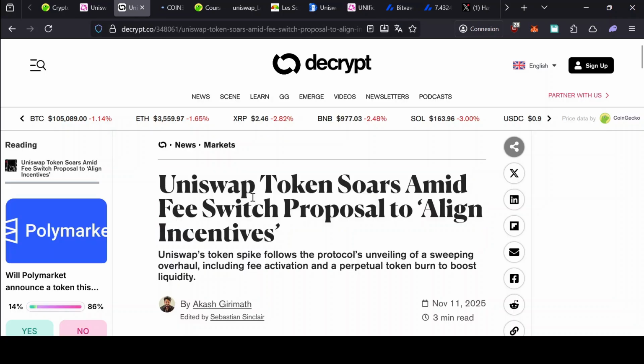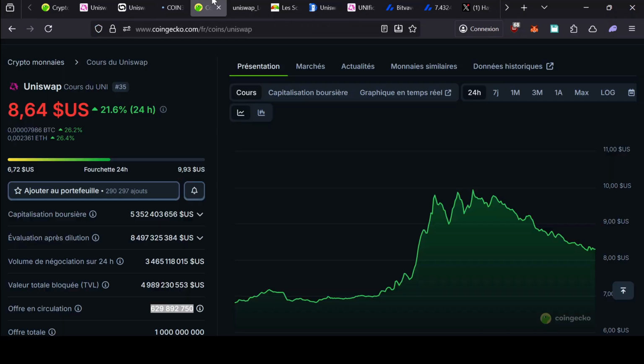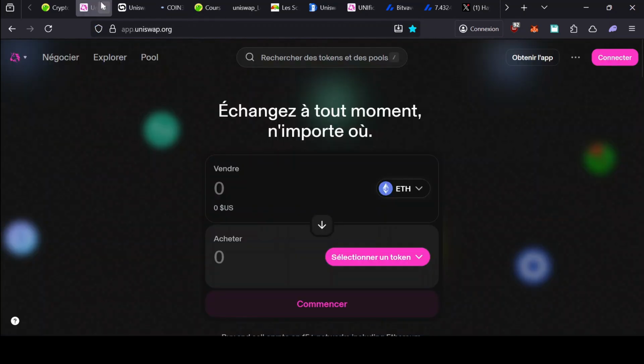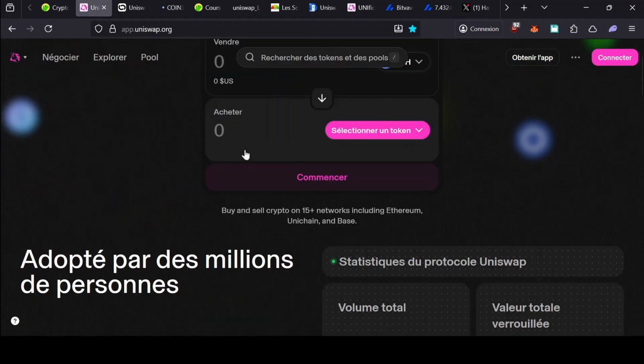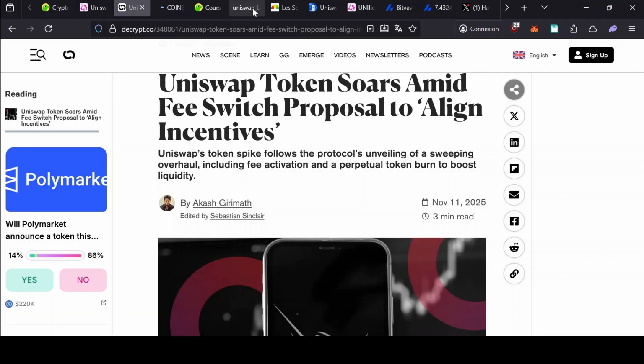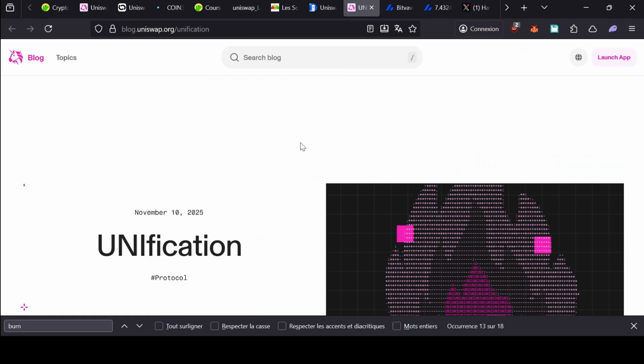Uniswap just made a major announcement that changed a lot for both the project and the Uniswap token. You know Uniswap, it's that historic decentralized exchange built on Ethereum and also available on several other blockchains. Let me explain everything about this proposal, which really came as a surprise.